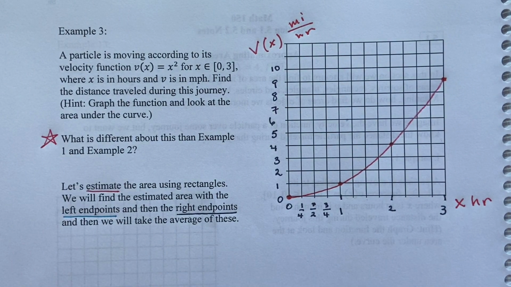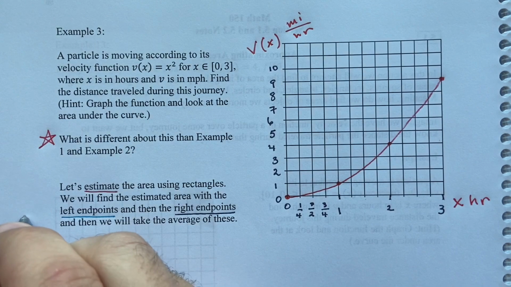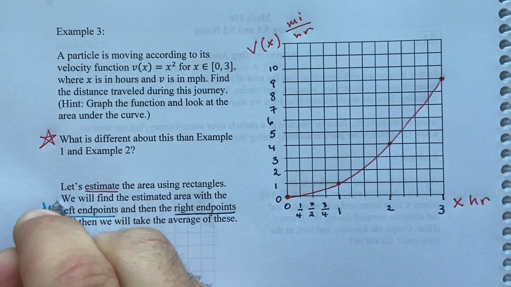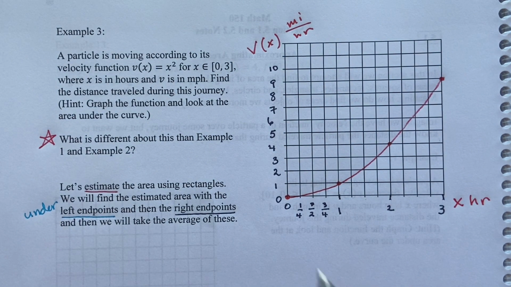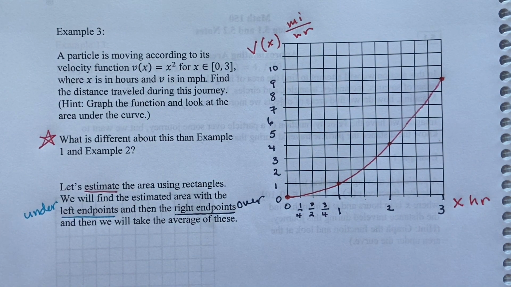Hopefully it'll come up on the screen for you guys. And then we will take the average of those 2. So that's how we'll do our estimate. So it's going to be what we'll see as an underestimate. So this will be an underestimate. This will be an overestimate. And then to make a better estimate, we'll take the average of those 2.